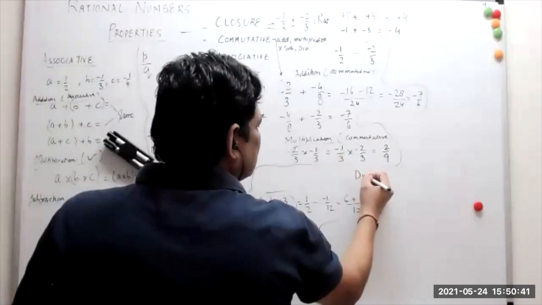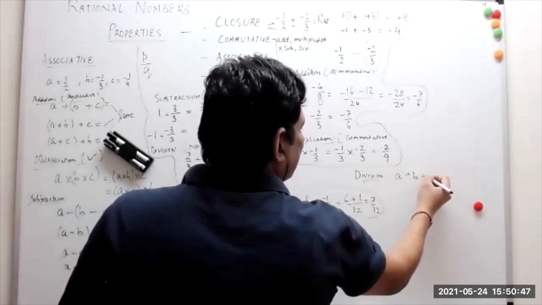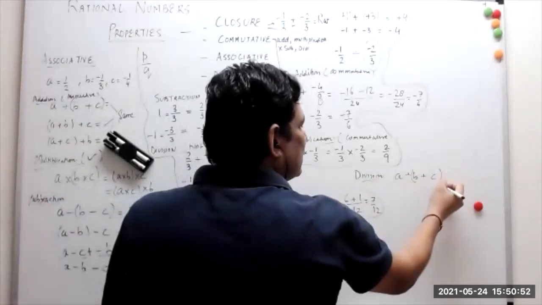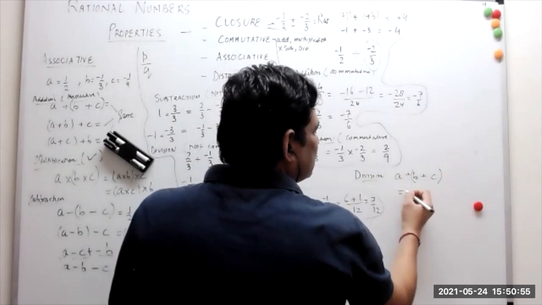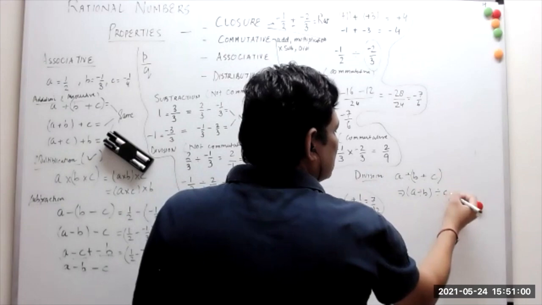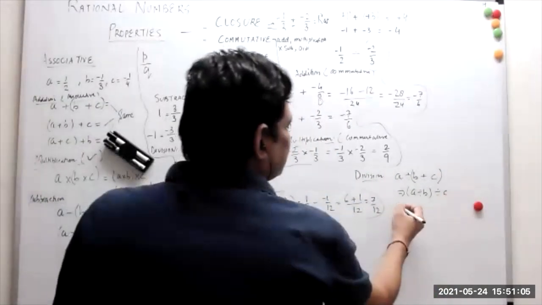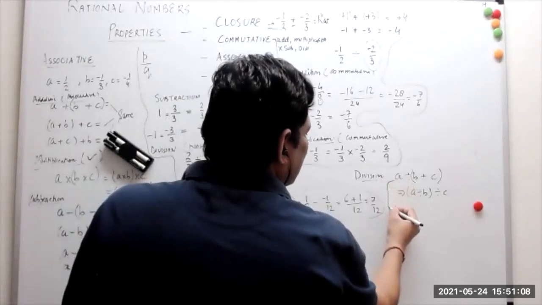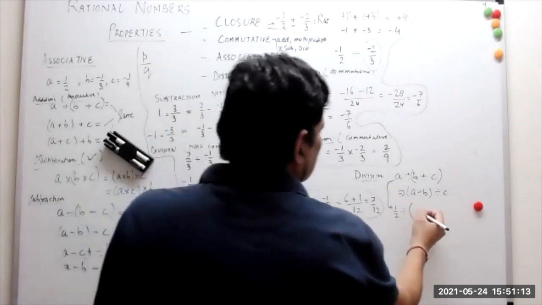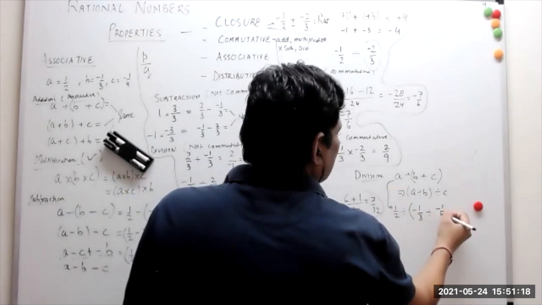So we see division, okay? A divided by B divided by C. So whether we divide B by C first or we divide A by B and then divide by C. Let's take these numbers itself, okay? So if we take this case, 1 by 2 divided by minus 1 by 3 divided by minus 1 by 4.